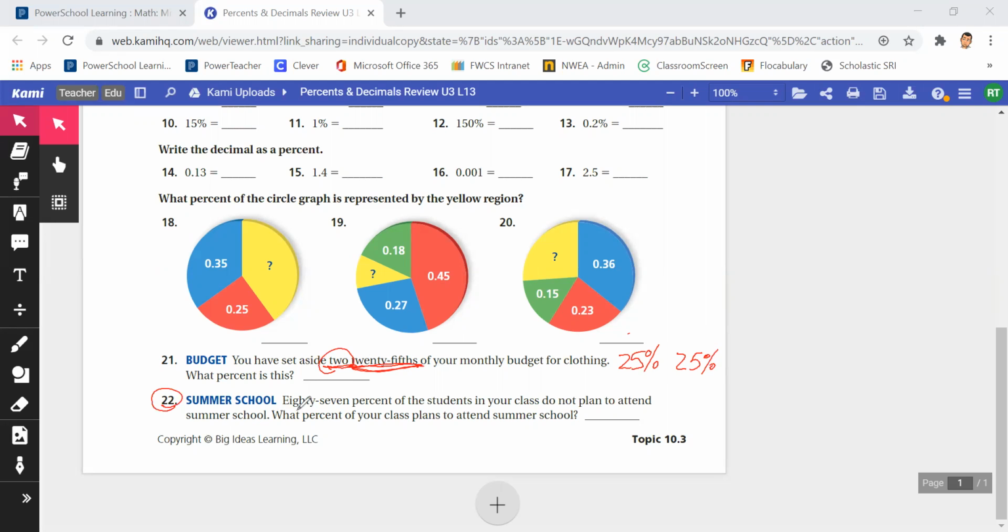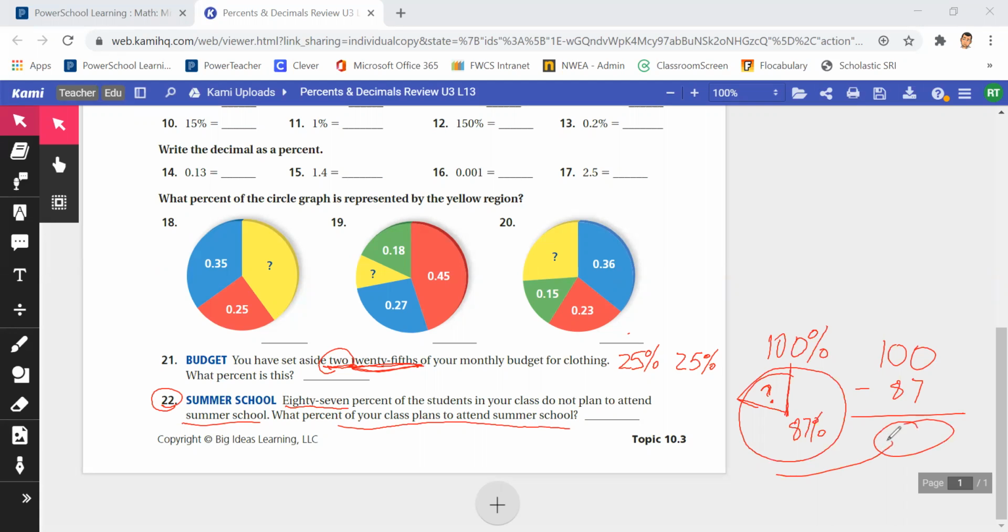Number 22. 87% of the students in your class do not plan to attend summer school. What percent of your class plans to attend summer school? So what you're going to need to do is, if 87%, again, think of this as a pie chart, and this represents 100%. So if 87%, I know that that's going to be more than half, right? And that's actually going to be more than 3/4. So if this is 87%, what is this missing region going to be? So you're going to simply start with 100 and subtract 87%, and that's going to tell you what that missing area would be.